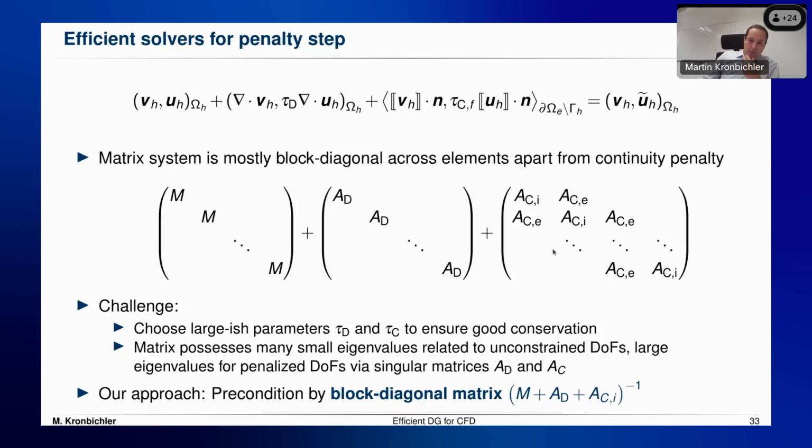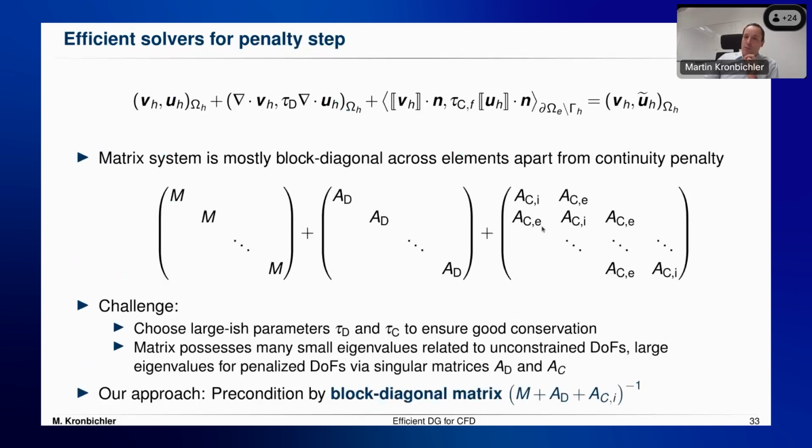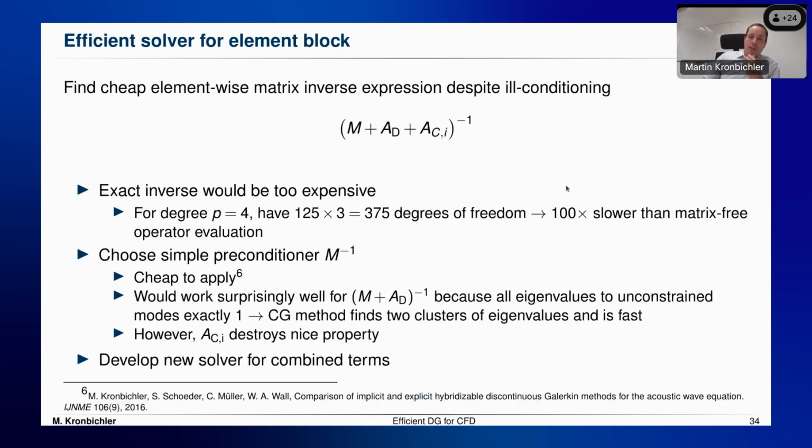And now you could just say, well, how do we precondition this block here? So what we want to do is have a cheap inverse of this matrix, AM plus AD plus AC, or ACI. So I do element-wise inverses, so I skip the off-diagonal terms in the continuity penalty here, which is reasonable to do because it's not so strong, so you could capture most of it. I will show you iteration counts in a minute. But when we do element-wise inverses, you could say that this is then a classical block Jacobi preconditioner.